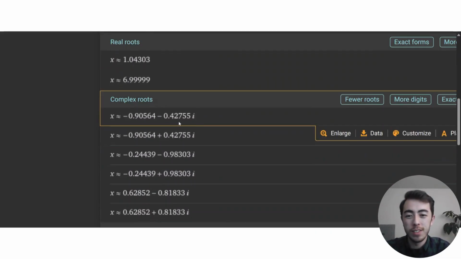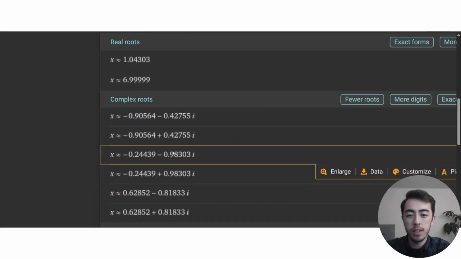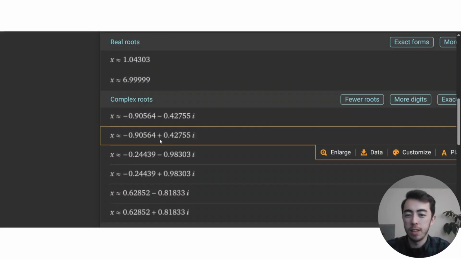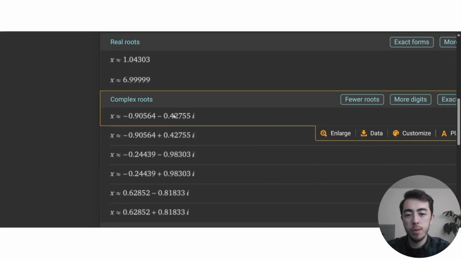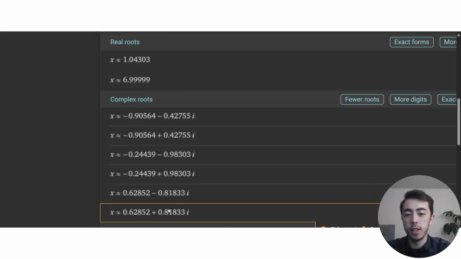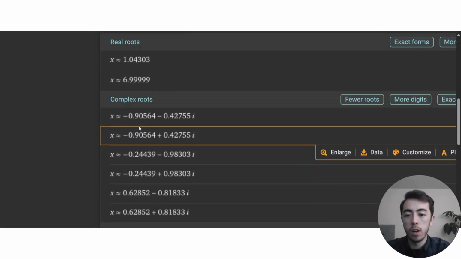One thing I notice is that these imaginary parts, it looks like they come in pairs. So this negative 0.42 cancels out with the positive 0.42 when I add them up. Same thing with this pair, those imaginary parts are going to cancel, as are these ones. And then it looks like for this polynomial, these real parts are the same.